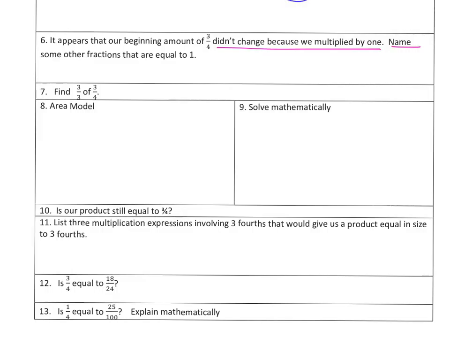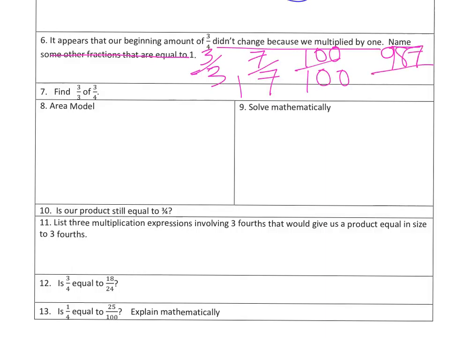So name some other fractions that are equal to 1. Well, how about 3/3? Or 7/7? Or 100/100? Or 987 987ths? Those are all equal to 1.